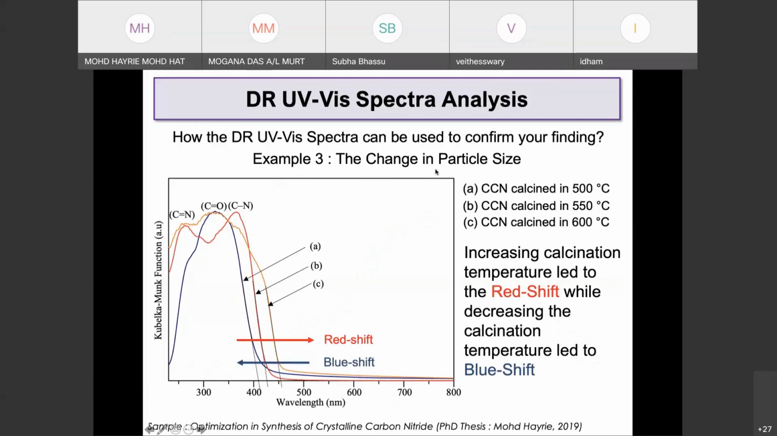Okay, so change in the particle size. For example, in this, we have three types of crystalline carbon nitride, CCN, calcined at different temperatures. Basically, from this result we can conclude that increasing the calcination temperature led to the red shift, while decreasing the calcination temperature led to the blue shift. So the blue shift and the red shift, as you can see here, can give you information about the change in the particle size.